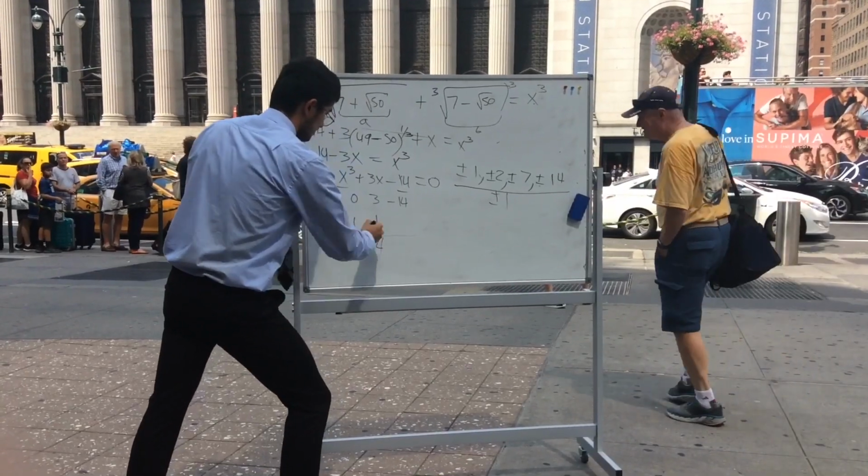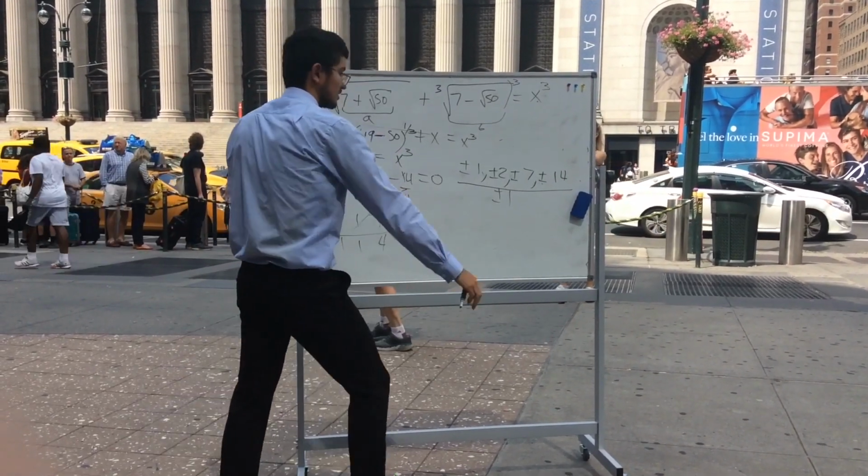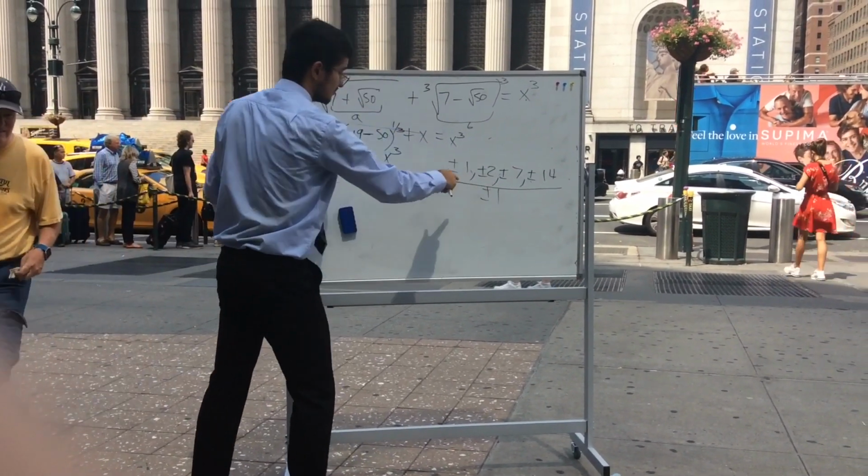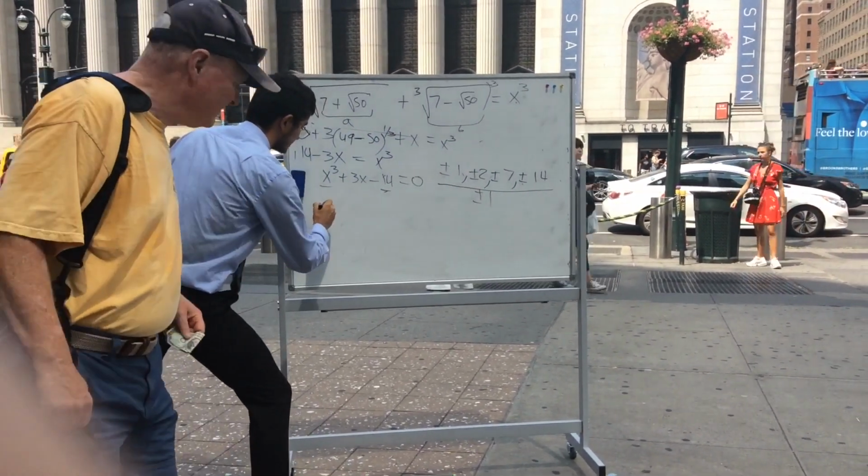So let's try something else. Now we're going to try the next one. So that's going to be negative 1, right? But it looks like it's not going to work. So let's see. 1, 0, 3, negative 14.